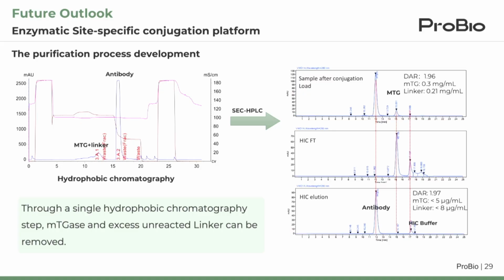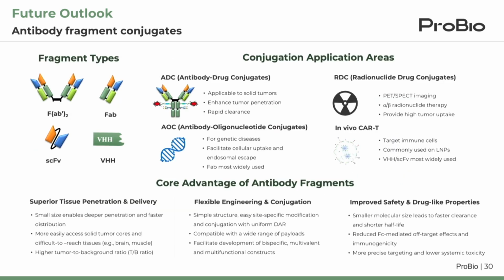And the second key trend is increased utilization of antibody fragments in conjugation applications. We have worked with clients in different AXC fields, such as RDC, AOC (antibody oligonucleotide conjugates), and quite a number of cases for in vivo CAR-T applications. Given the very small size of antibody fragments, as well as their simple structure, there are a number of key advantages of using antibody fragments in these applications. For example, their superior tissue penetration and delivery.